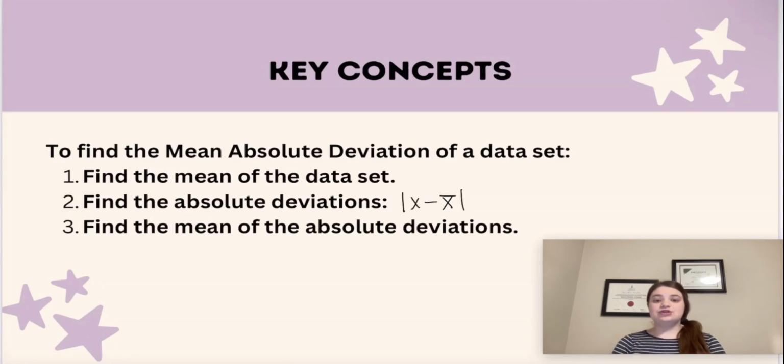The second step is to find the absolute deviation. So basically to take each value, subtract that mean we just found, and then take the absolute value of that number. And then we need to, last but not least, find the mean of those absolute deviations that we just calculated. And the mean of those absolute deviations would be the mean absolute deviation overall.